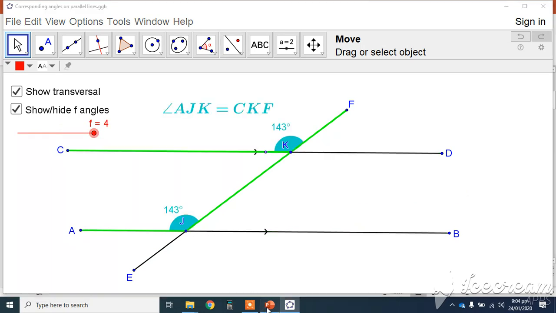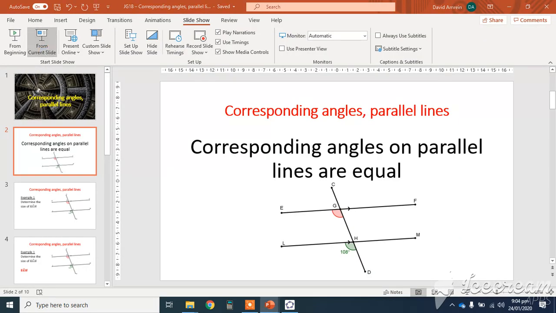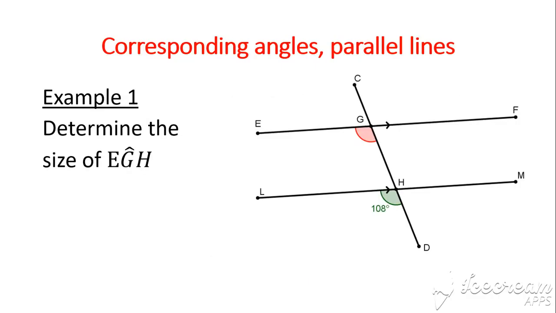Right, let's pop back into our PowerPoint and wrap up with an example. So here's an example. We are going to determine the size of angle EGH, which is this red angle up here. We're going to determine the size of that angle. So we're going to say angle EGH, you prefer to write it as angle EGH like this. And it's going to be equal to 108 degrees.